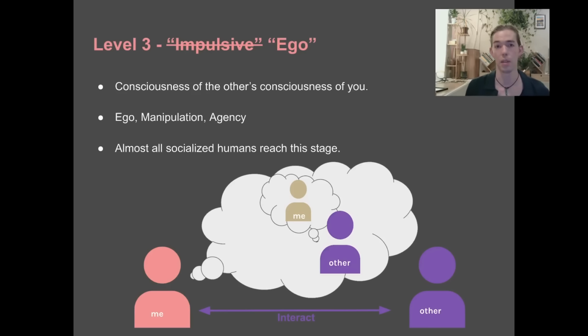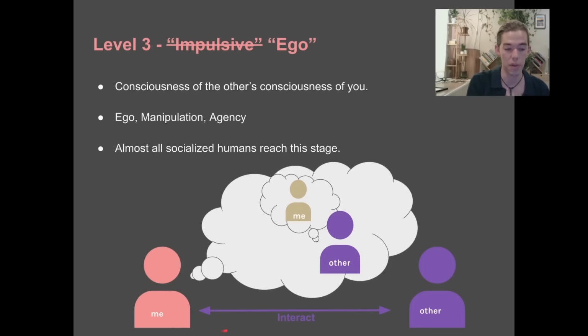Level 3, impulsive, or I call it the ego level. We're starting to see how the levels build on top of each other. Each level kind of takes the previous level and takes a step back and looks at it from a broader, containing perspective. So at level 3, I know that I exist and I have needs, and you exist and you have a mind as well, and your mind has an idea of me.